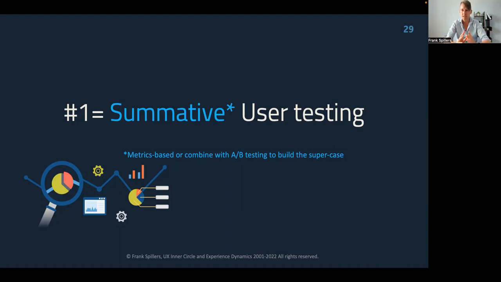But in particular, summative user testing, that's the one where you gather metrics so you can measure, count the number of confusions, number of errors, success rate, maybe even time on task, if it's relevant. And you can also use this in combination with A/B testing. So by the way, we're talking about 15 users here for summative user testing, 15 users, not 5, 15. And you can combine that with A/B testing to build a super case. You can bring data from A/B testing with summative data from a 15 user test.